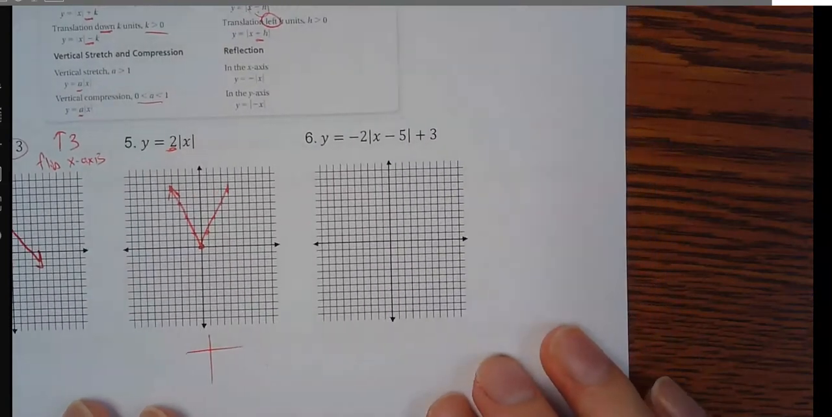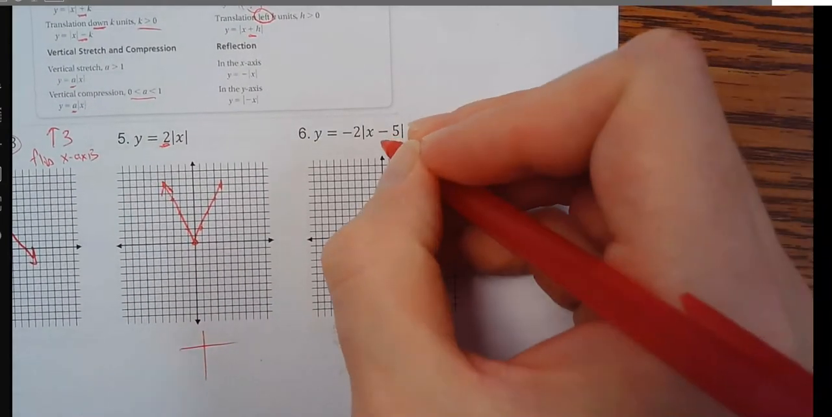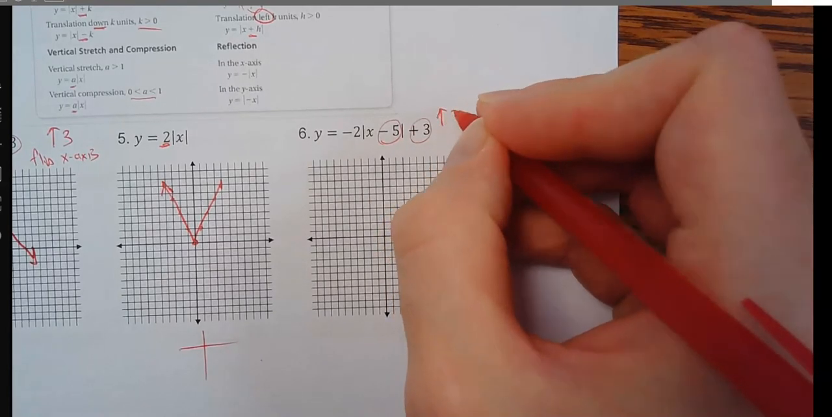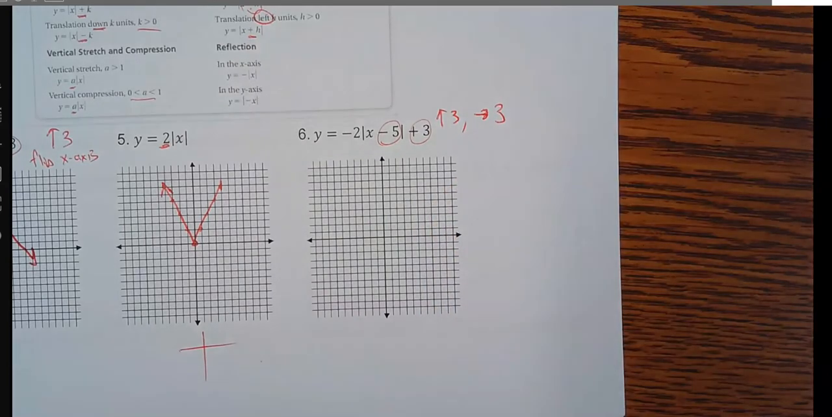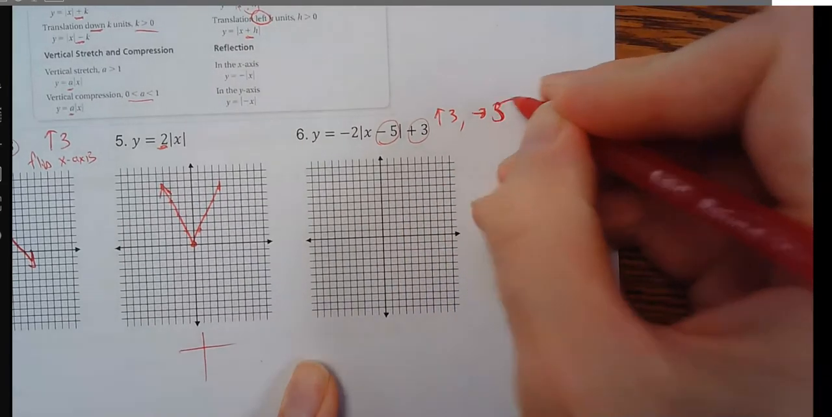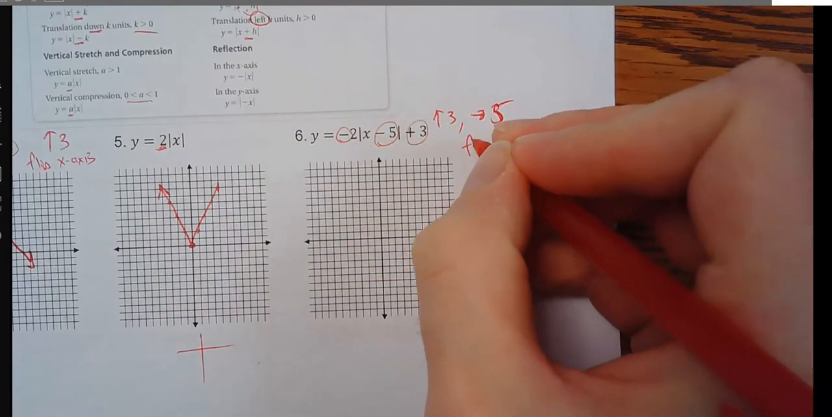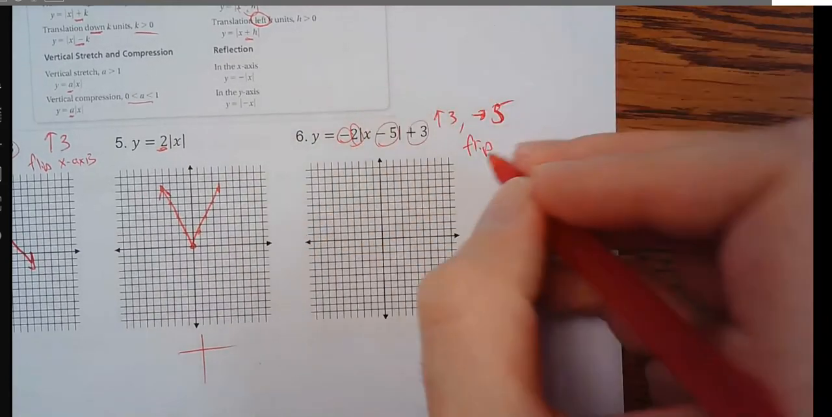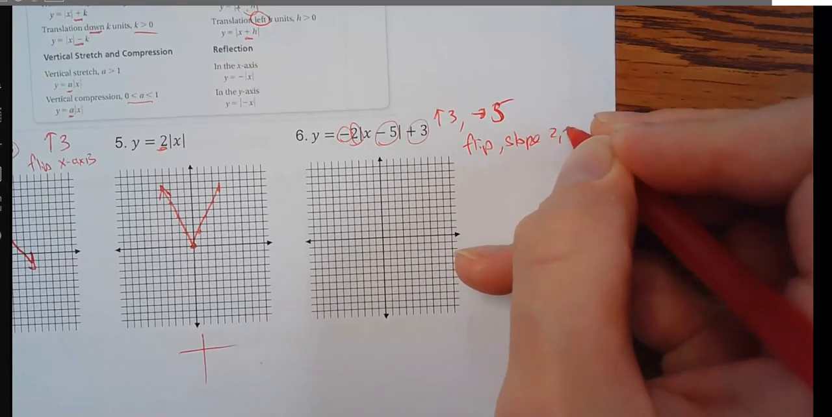Okay, this guy, a whole bunch of stuff going on here. So I've got a +3, I've got a -5. +3 means up 3, minus 5 means right 5, opposite of what you think. And then you've got a negative, which means flip. And you've got that 2, which means slope is now a negative 2 instead.